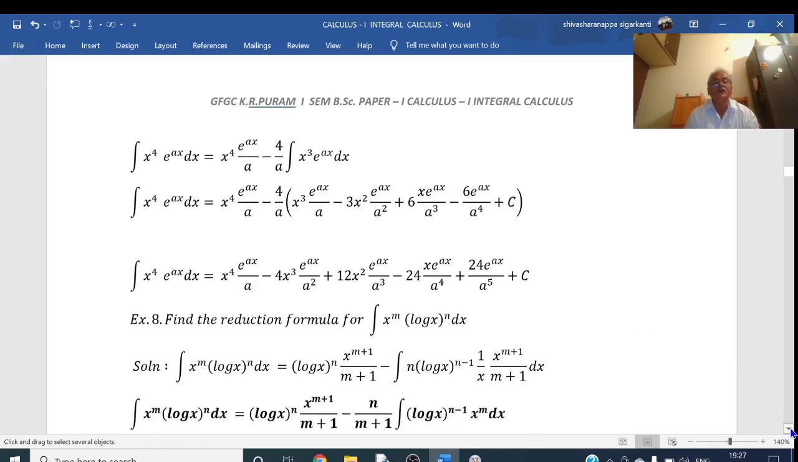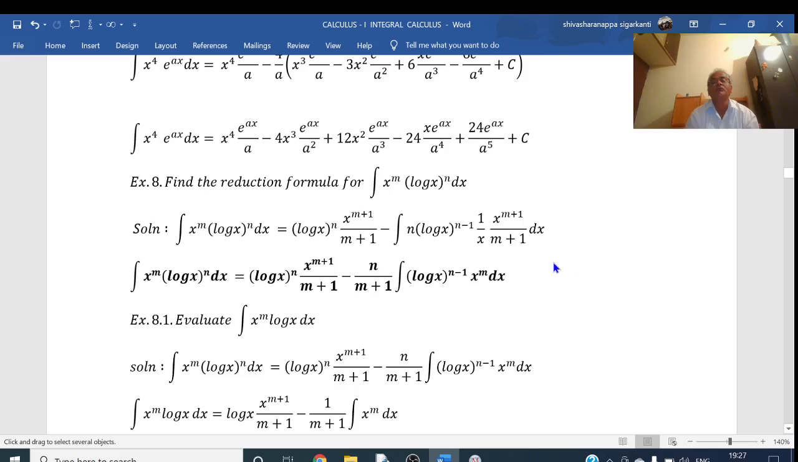So next one is find the reduction formula for the integral of x power of m into log x to the power of n dx. Okay. So consider the integration of x power of m log x to the power of n dx. Here I will integrate this by parts. While integrating by parts, I will take log x to the power of n as the first function and x power of m as the second function, because we know the differentiation of log x to the power of n and we know the integration of x to the power of m.